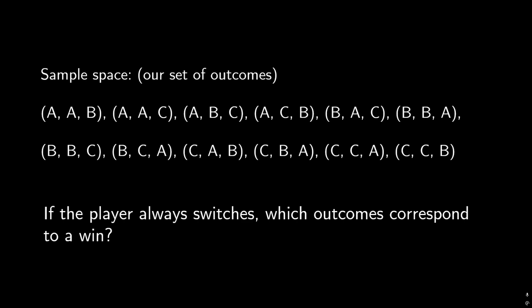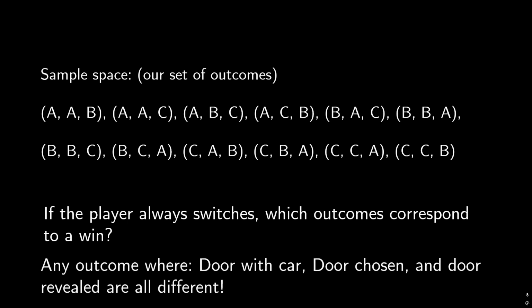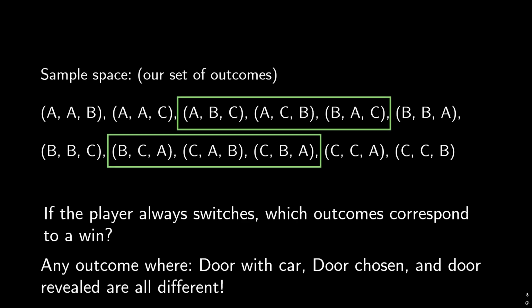So think of it this way. I claim that a winning outcome is any outcome where the door with the car, the door that we chose, and the door revealed are all different. Why is this? If the door with the car and the door that we chose are not the same door, then after the third, goat door is revealed, when we switch, we will definitely get the car.